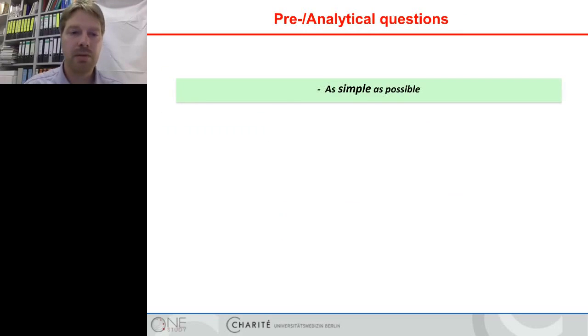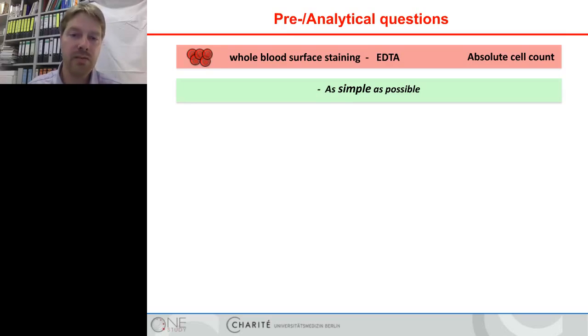There's a basic principle for standardization: keep it as simple as possible. And you have to keep it in mind when you answer the different questions that have to be answered. So there are pre-analytical questions. The first question is which matrix we use. We decided on whole blood surface staining because we are not only interested in the relative values of the different leukocyte populations, we are also interested in the absolute concentration of these cell populations.